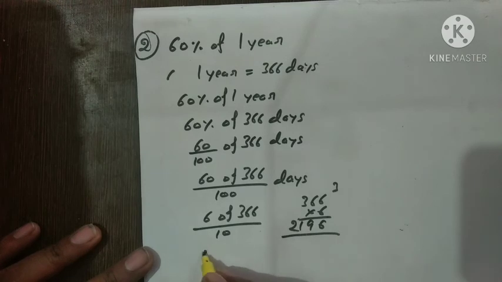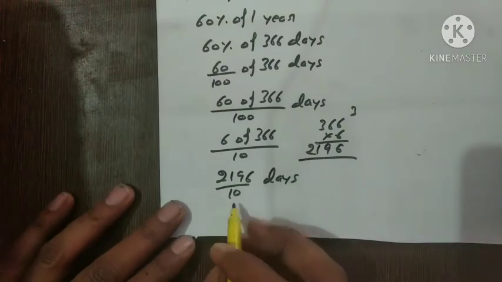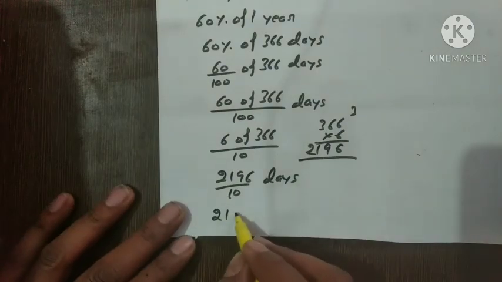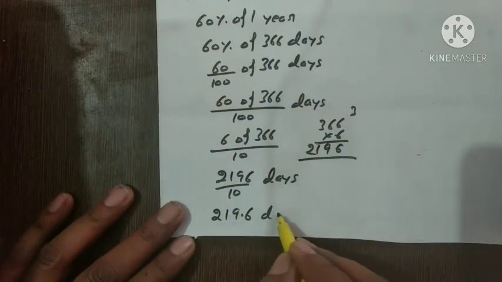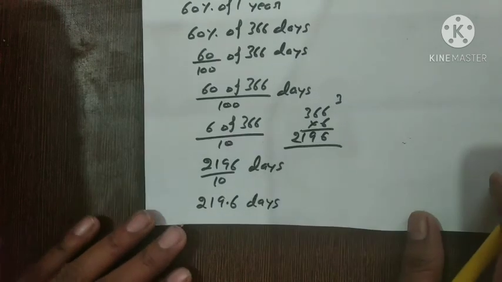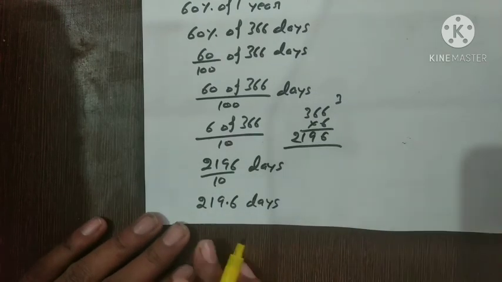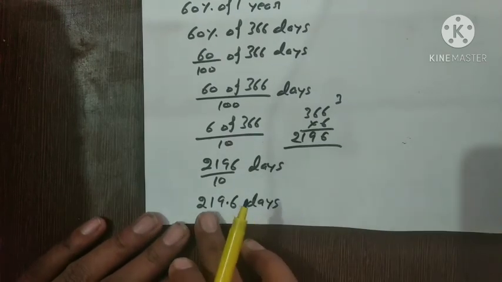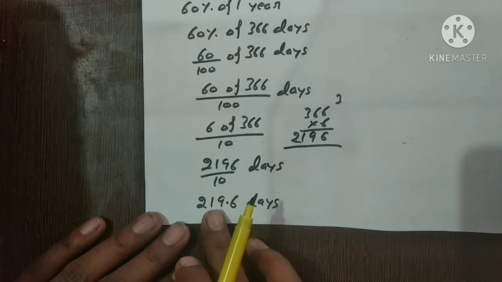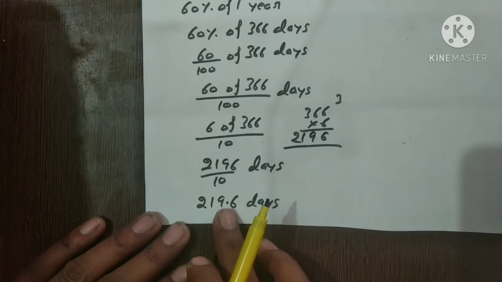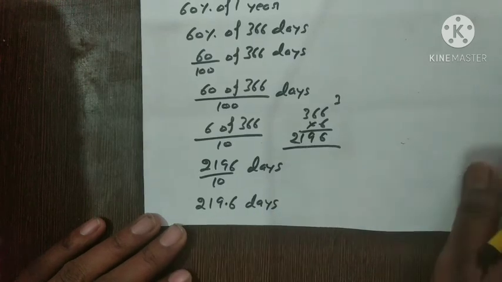You see, 2196 over 10 days. Now I will convert this into a decimal: 219.6 days. So dear student, how many days can I consider here? 219 full days and 6 by 10 of the other day. Okay, so this is the explanation of these questions.